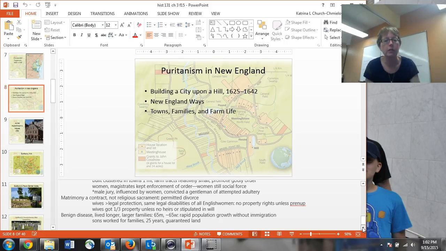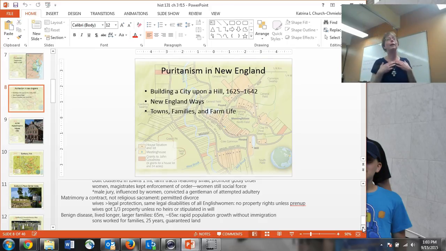Your sons worked for the families for at least 25 years. So by having large families, you had this labor that would help support you as you became elderly. And you'd be amazed at how elderly people actually were. We saw graves of 80 and 90-year-olds when we were back there this summer. It was pretty phenomenal. You either died in your 20s or earlier, or in your 80s or 90s. It was pretty interesting to see.